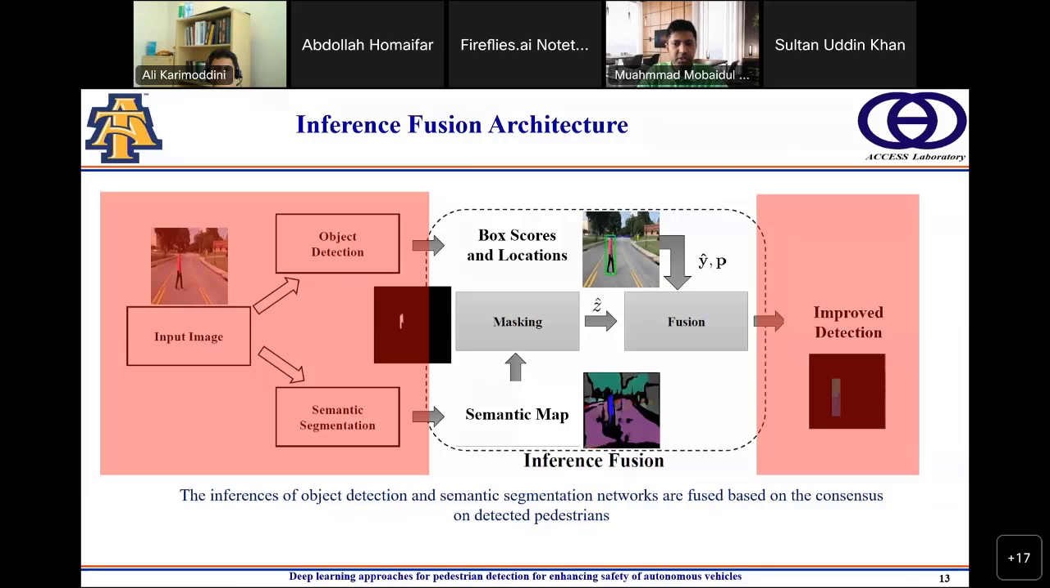The output of the object detection branch is the bounding box scores and locations, while the output of semantic segmentation is a semantic map. By using appropriate color thresholding, pedestrian instances are masked from the semantic map and converted to a grayscale image. Then we calculate the number of overlapping pixels of the pedestrian mask with the bounding boxes. After that, we use a scoring function to calculate the updated detection confidence score. So this is our inference fusion architecture.